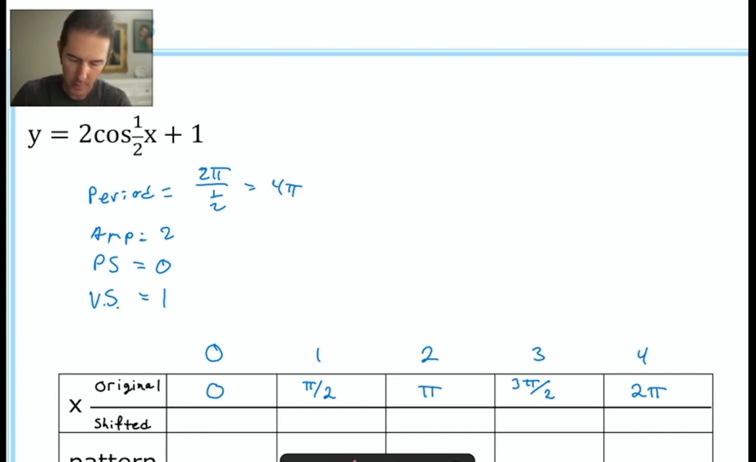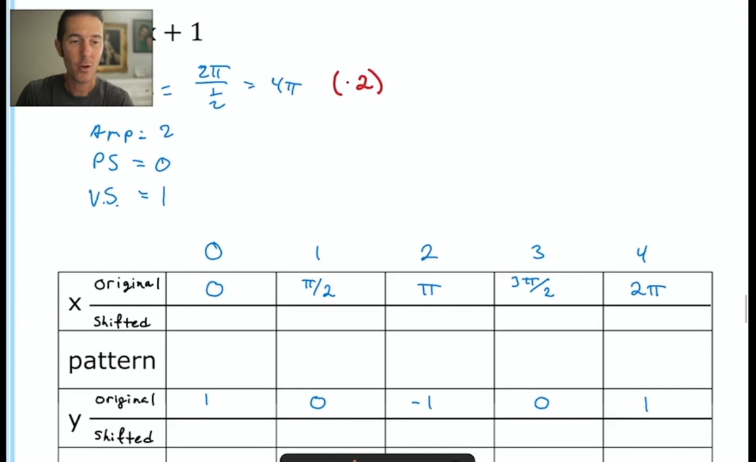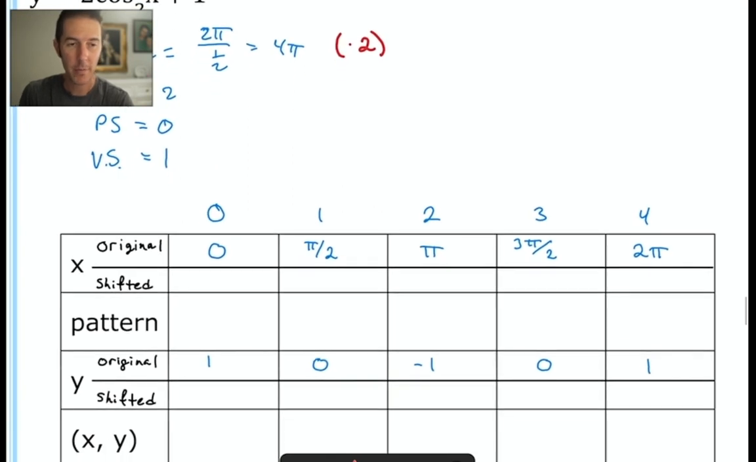Maybe we switch colors here. Multiply by 2. I'm going to multiply all of my original x-coordinates by 2. 0 times 2 is still 0. Pi over 2 times 2 is pi. This becomes 2 pi. This becomes 3 pi. This becomes 4 pi.